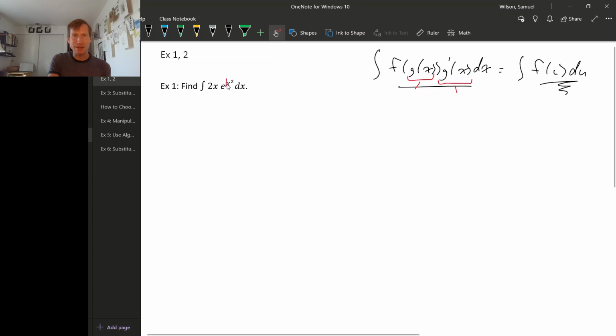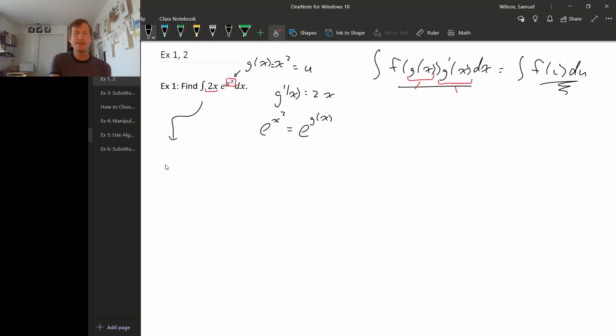Well, look, here's an inside piece, x squared, and the derivative of x squared is multiplying out here. And so that means that this inside piece should be g. So g of x is going to be x squared. Okay, and that's u. Right? G of x is just another name for u. So g prime is indeed 2x, and e to the x squared is e to the g of x.